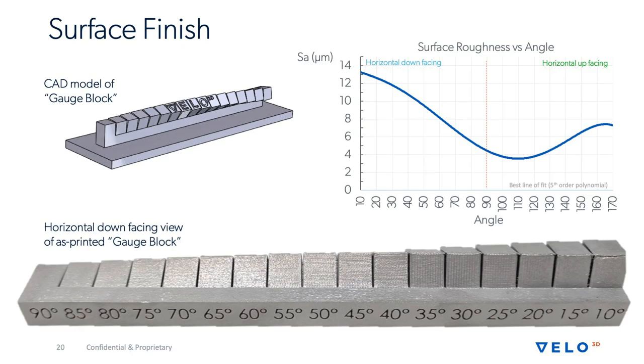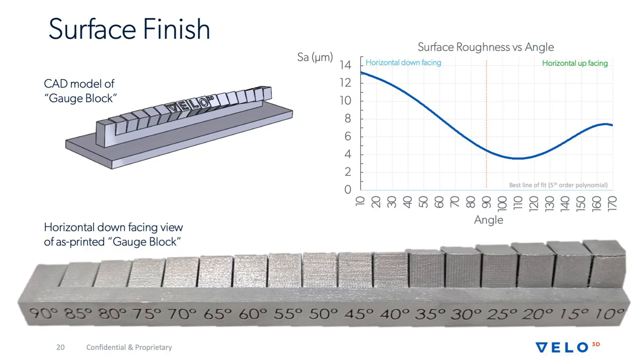What you're looking at on the bottom here is what we call our gauge block. It's kind of a standard piece that we throw around to give people an idea of the surface finish, the texturing, the morphology of the surface. And you're looking at the bottom facing surfaces where, again, 90 degrees is a vertical orientation and down to 10 degrees off a horizontal.